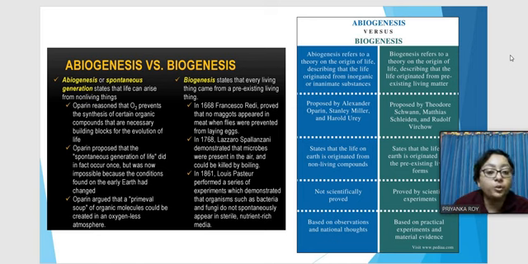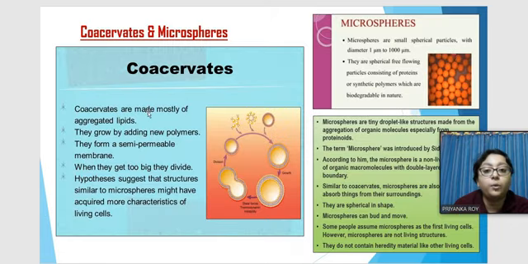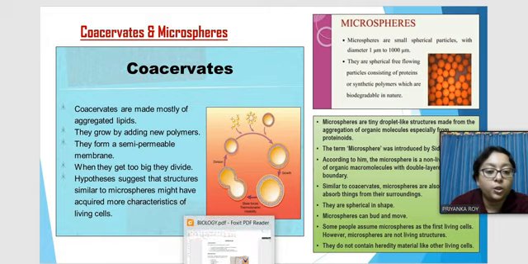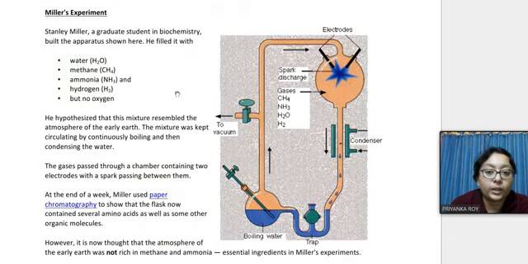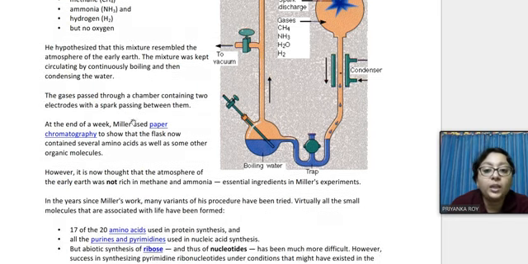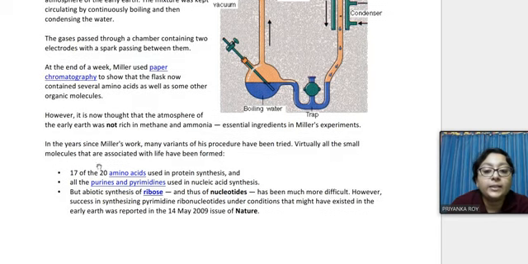So next, moving on to the aggregates that I have talked about before, the coacervates and the microspheres. This is Miller's experiment, where he added water, methane, ammonia and hydrogen, but no oxygen, and then allowed them to condense. He used paper chromatography to show that the flask now contained several amino acids as well as other organic molecules. Through years of work, he identified that 17 out of the 20 amino acids could be formed in this way. All purines and pyrimidines used in nucleic acid synthesis can be formed like this. But ribose cannot form like this, so nucleotides cannot be formed in the lab like this.